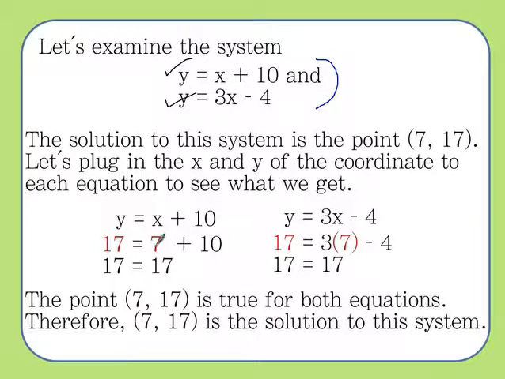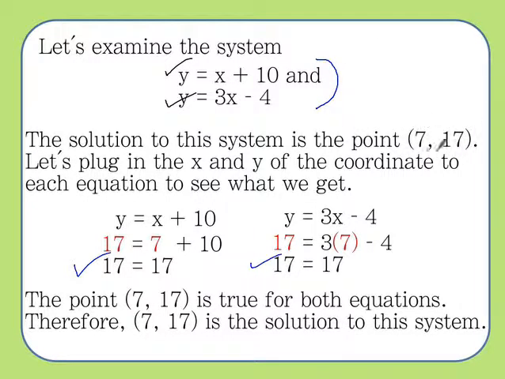So if I substitute 7 for x and 17 for y, 7 plus 10 is 17, 17 equals 17. So the point is true for the first equation. I end up with a true statement. If we check with the second one, if I substitute 7 for x and 17 for y, 17 is 3 times 7 minus 4, or 21 minus 4. 21 minus 4 is 17. So I also end up with a true statement here.